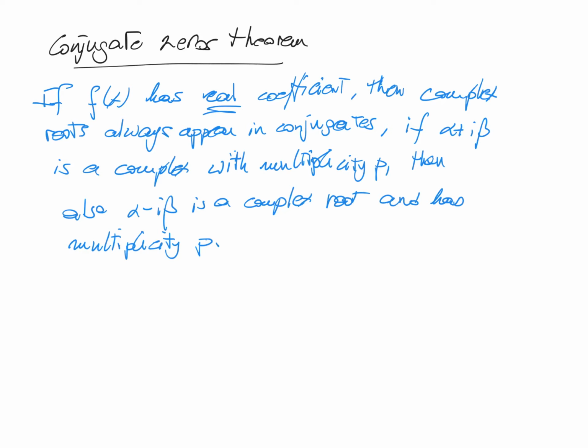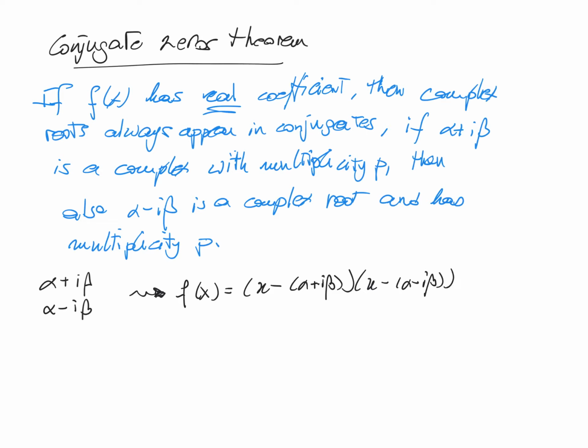So I have a root alpha plus i beta. In that case, I also have a root alpha minus i beta. So for my factorization, this means that if I have a polynomial f of x, I can always write this, due to the factorization theorem, as x minus alpha plus i beta times x minus alpha minus i beta times some other polynomial f1 of x.